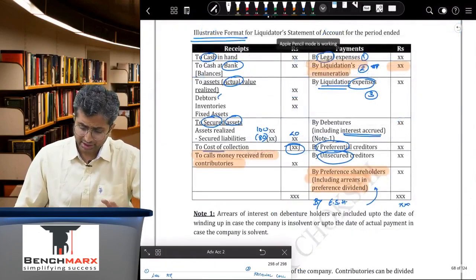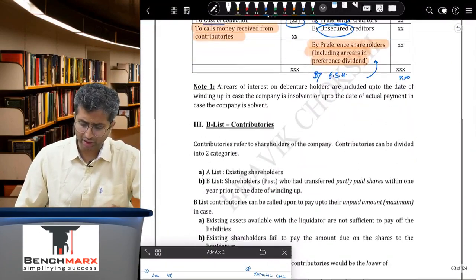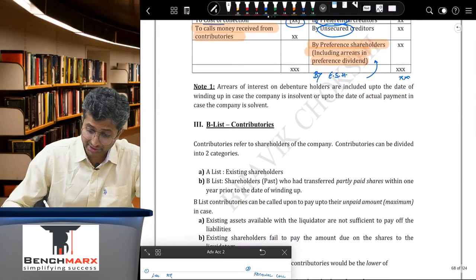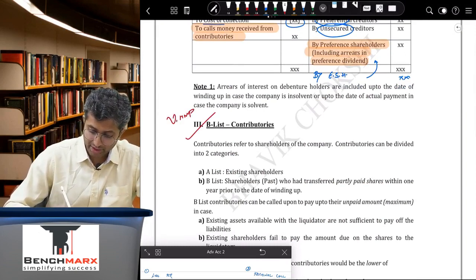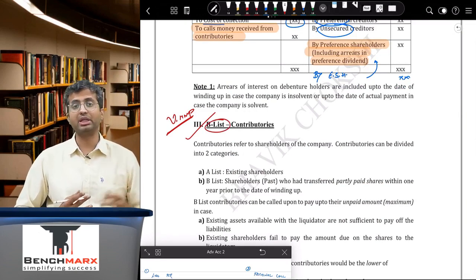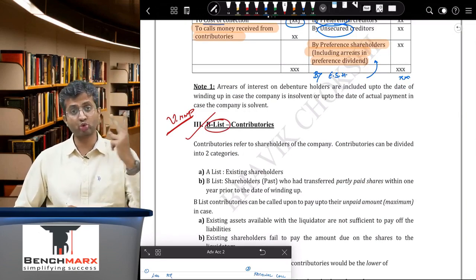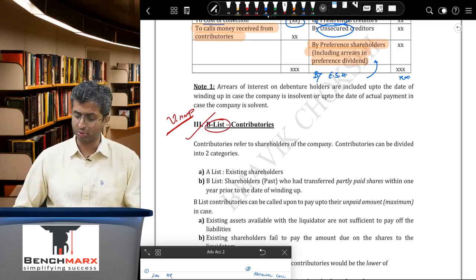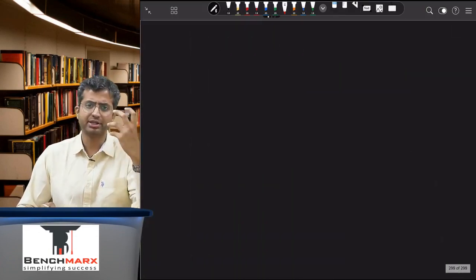Okay, so this takes care of the second part, liquidator statement of affairs, and then I would rate one of the most important parts over here as the B list contributories. Now there have been two questions that have come in the recent past, in the last 1 year or so, 2 times exam questions have come on B list contributories, and I would definitely rate this as important.